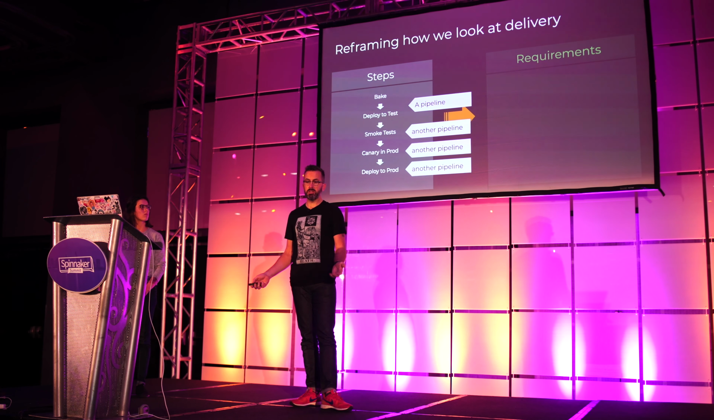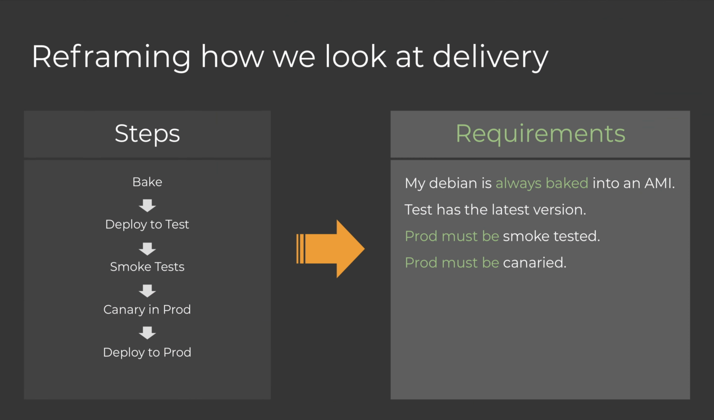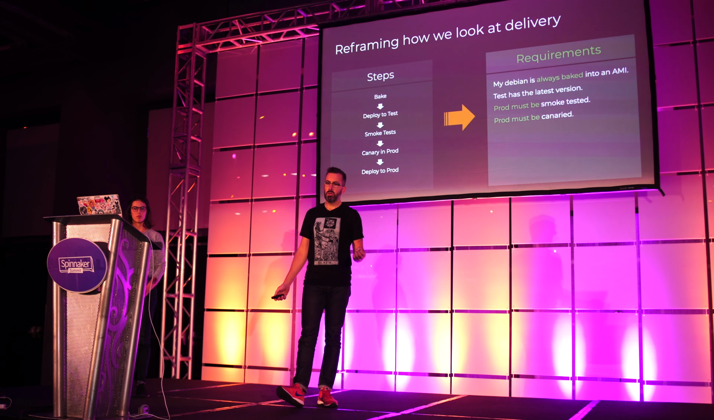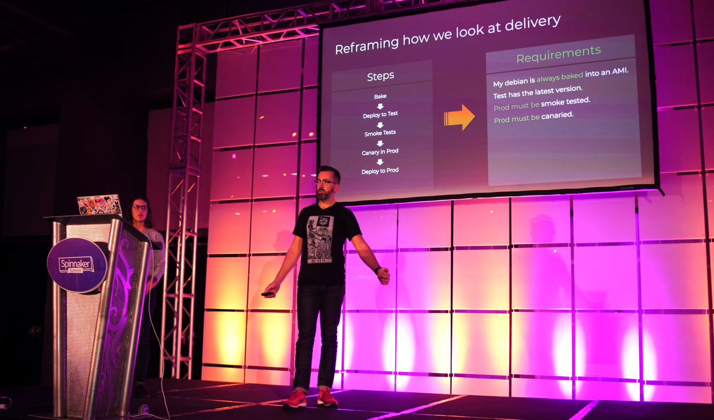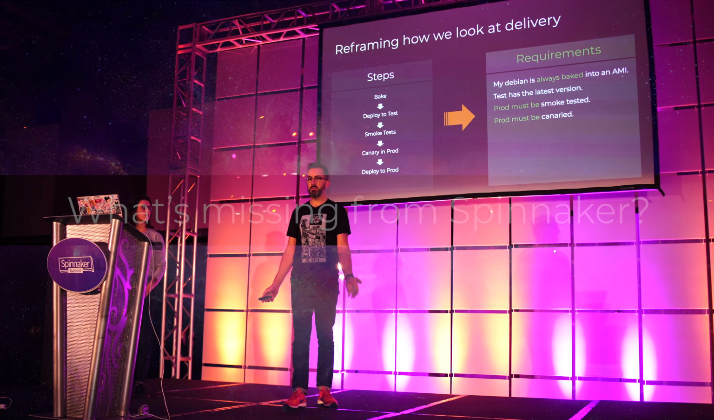And we want people to be able to speak to the tool the way they're thinking about things. We'd like to reframe things into thinking about intent and requirements. So we can reframe that same deployment flow as, well, my Debian always has to be baked into an AMI and then pushed into test, and the test environment should always have the latest version of the code. Before I go to production, the artifact has to have been smoke tested and canaried. So this is just a different way of looking at exactly the same thing. And if we as the Spinnaker team can understand what your intent is, we can do more to take responsibility for helping you get there.